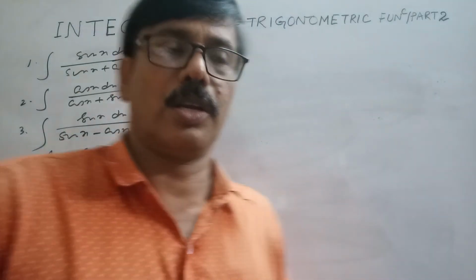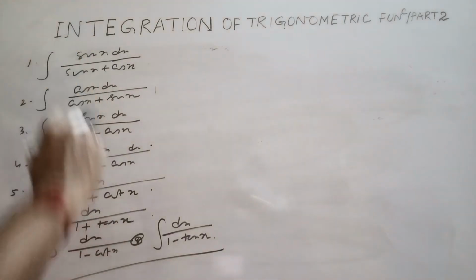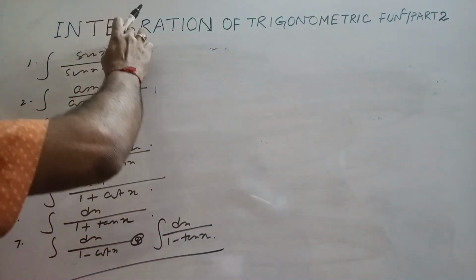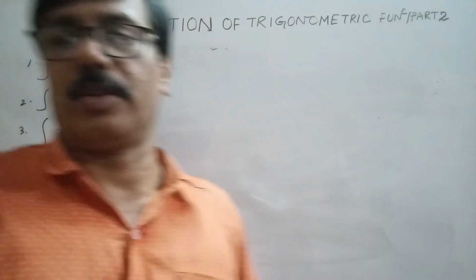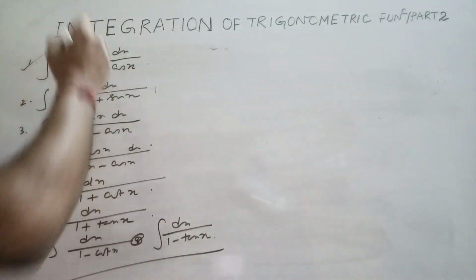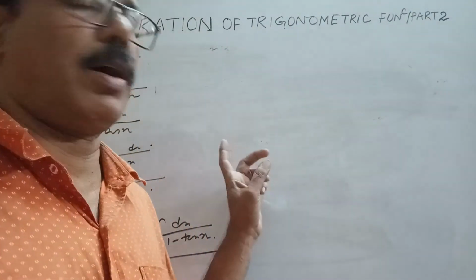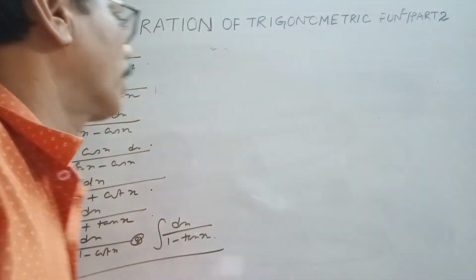Now look, 1 to 8 are of the previous form. The numerator is in terms of sine or cos and the denominator is in terms of sine and cos. So you can solve these problems by the inspection method without using the above method. The above method is the general one.